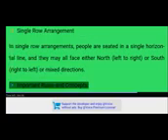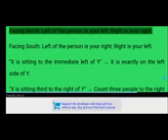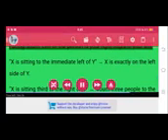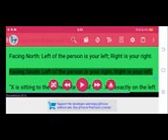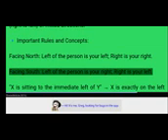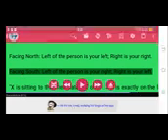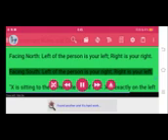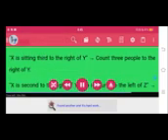In single row arrangements, people are seated in a single horizontal line, and they may all face either north, left to right, or south, right to left, or mixed directions. Small diamond: important rules and concepts. Facing north, left of the person is your left, right is your right. Facing south, left of the person is your right, right is your left.